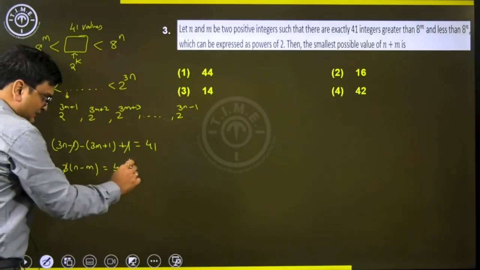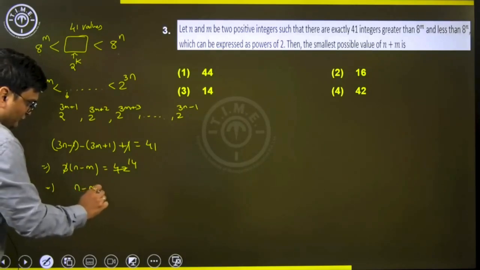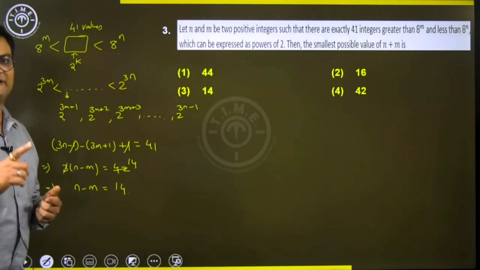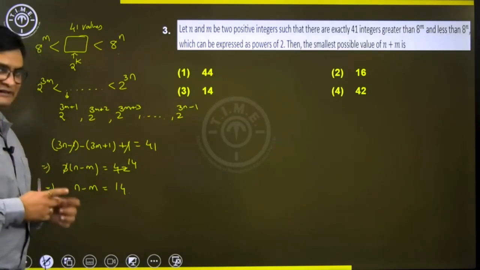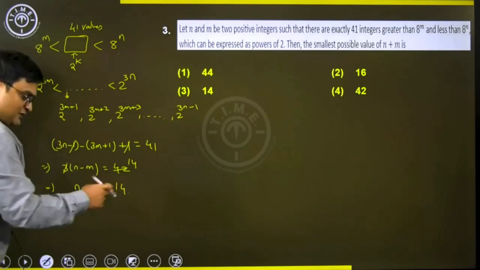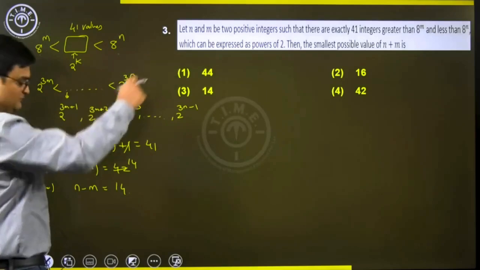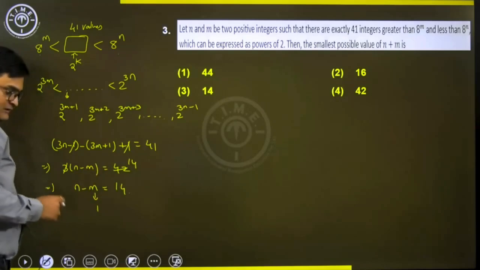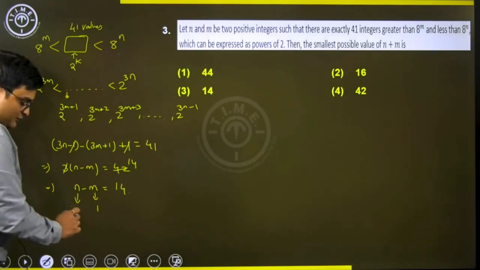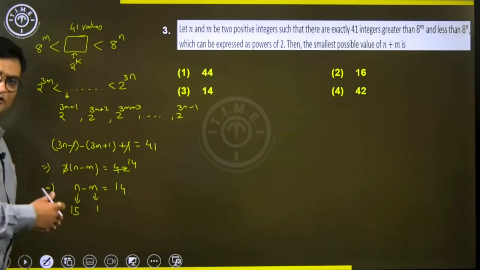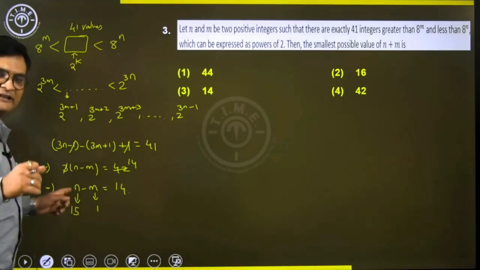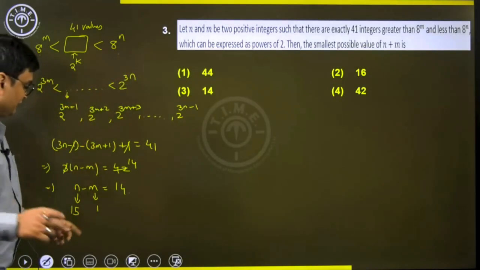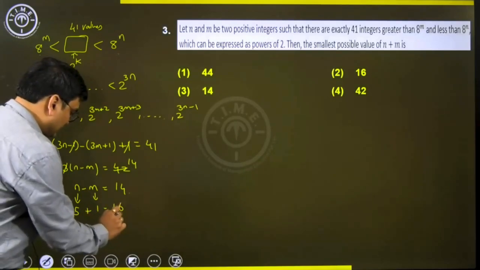Now I can cancel out this 3, 14 times. So n minus m should be such that the difference is 14. And it is given that n and m are both positive integers. That means the minimum value that they can take is 1. So if the difference of two positive integers is 14 and I want the minimum value for their sum, it would make sense naturally to keep m as low as possible. Let's put it 1. And if m is 1, the corresponding value of n will be 15. Now the value of n cannot go lower than that. The minimum value for n is 15 and the minimum value for m is 1. And the minimum possible value for n plus m will be nothing but 15 plus 1, which happens to be 16.